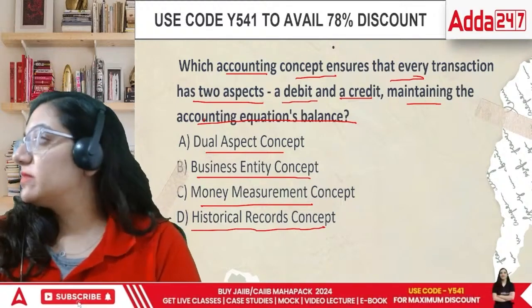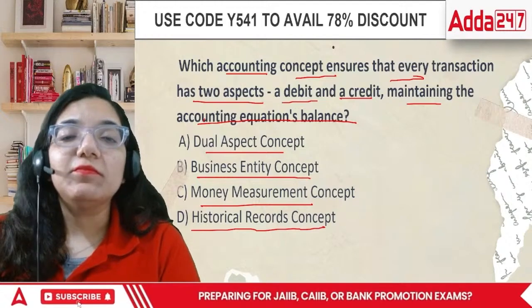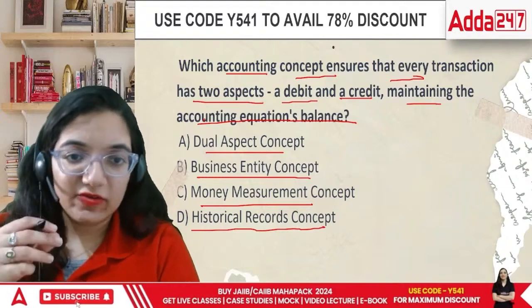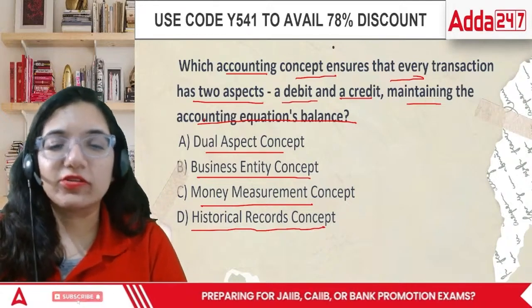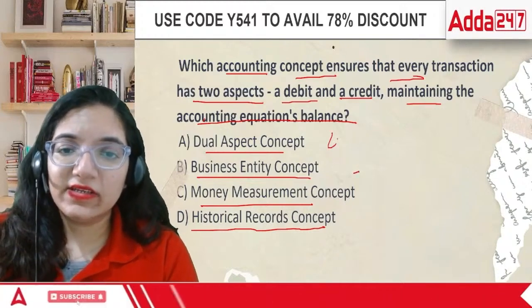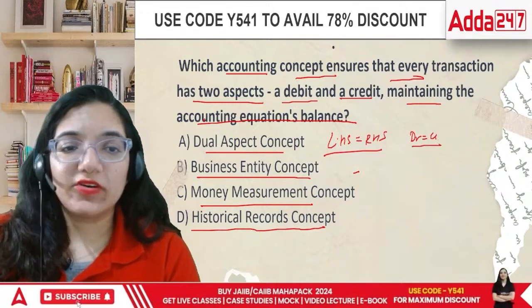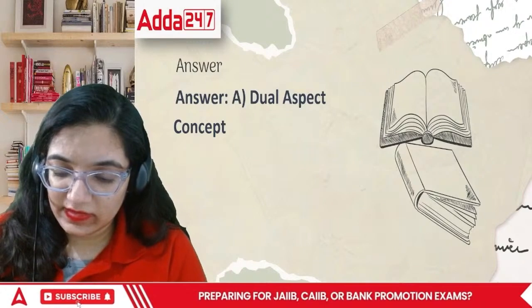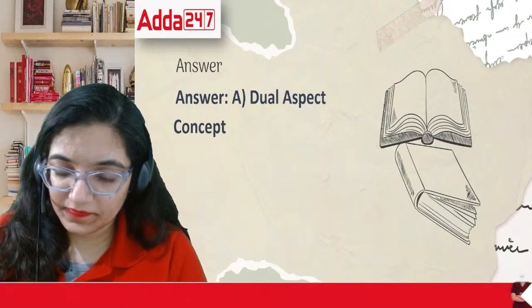Then comes a business entity concept. A business entity concept says person and his business are two different things. Money measurement concept. Money measurement says everything has to be denoted in the form of rupees. Historical records, we have already talked about it, right? We have talked about almost every of these. Dual aspect is new, which said LHS is equal to RHS, also called debit is equal to credit, everyone. In this case, the correct answer is dual aspect concept. Done, everyone?